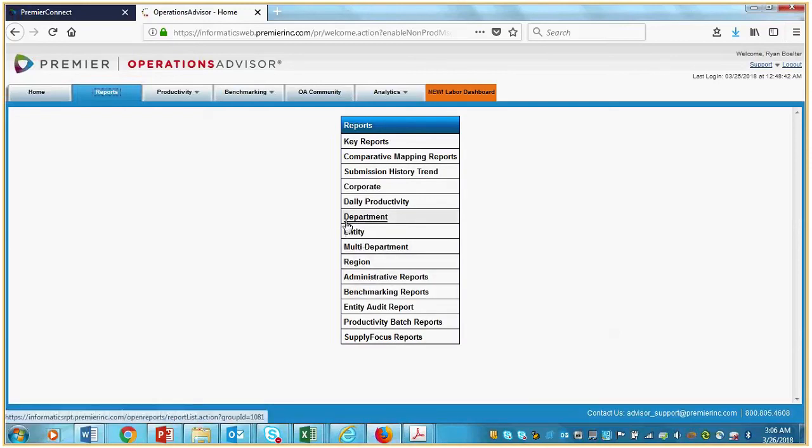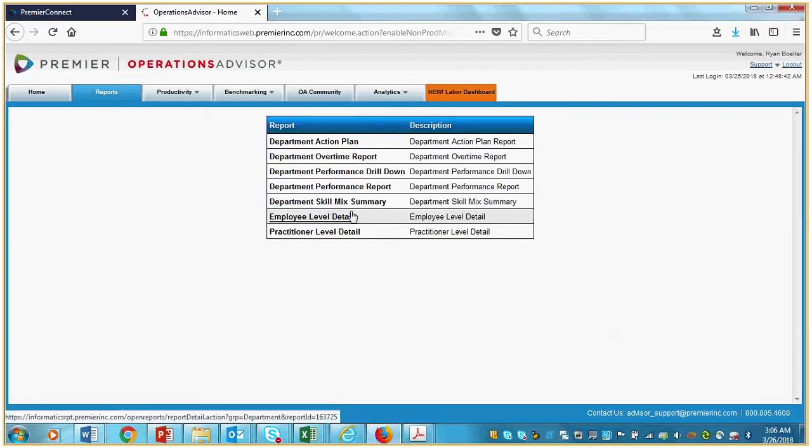So if you want to run an individual department report, it's this. If you want to run a roll-up report, if you've had a roll-up assigned to you, it would be multi-department. Daily report would be here. If you want to run any benchmarking reports, here. So let's say we want to run the employee level report. I click on department, and then it gives me the list of reports available. We didn't cover this one in the presentation because you won't use that one. But we want to run the employee level detail.